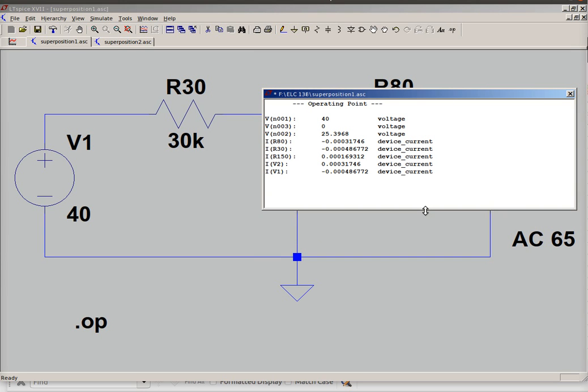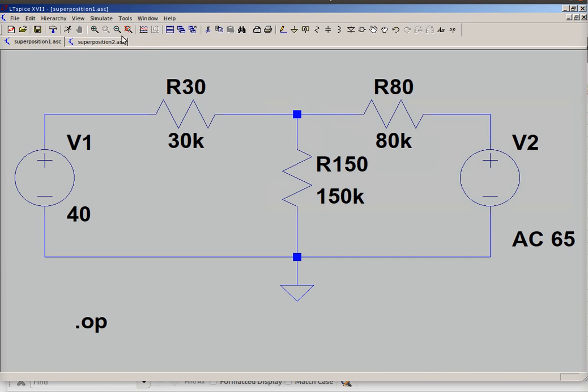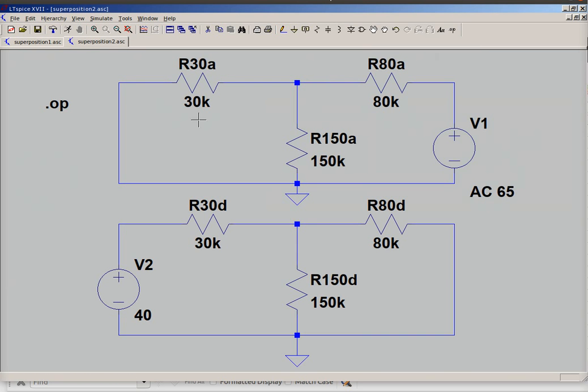Okay. So 40 minus 25.4 is my 14.6. And then my currents are directly 0.32, 0.49, and 0.17 milliamps. So all my currents are the same as what I got on the previous page. So I'm going to close that analysis and go back over to this page.